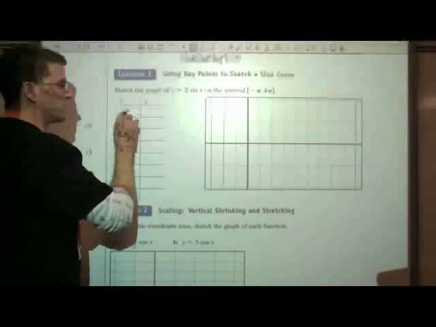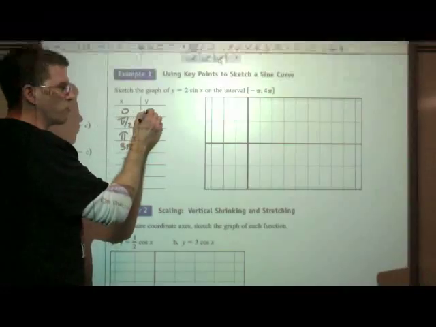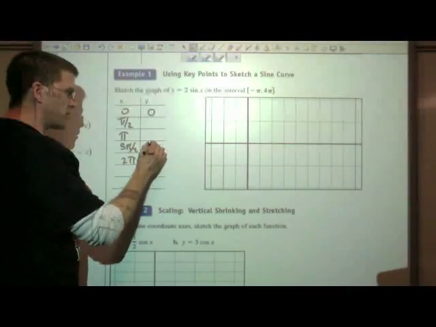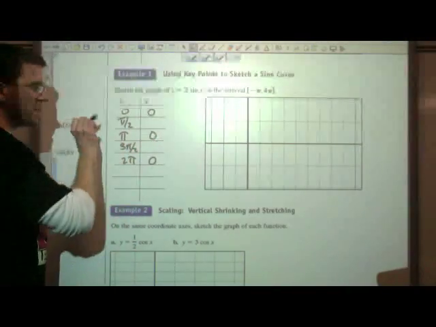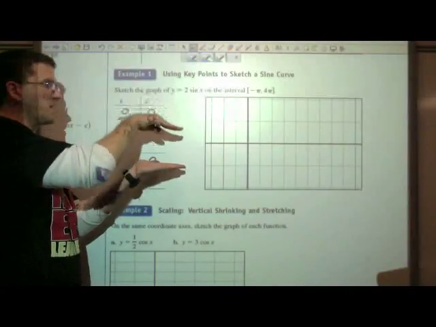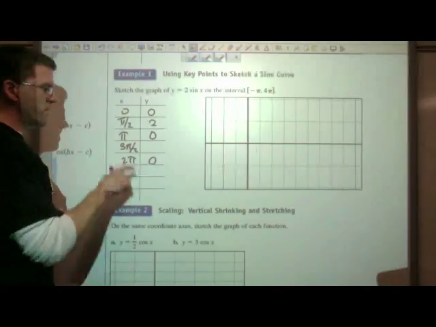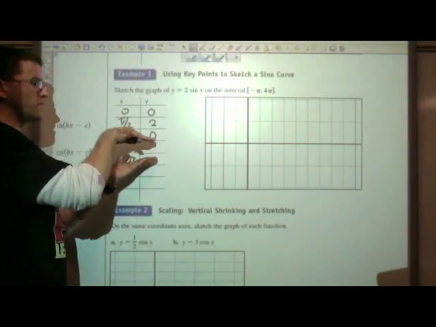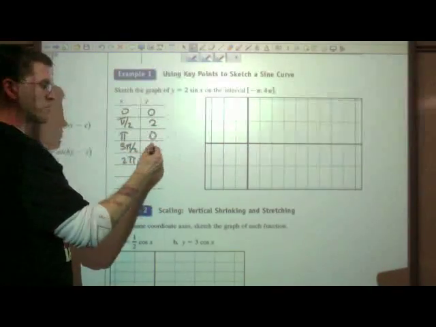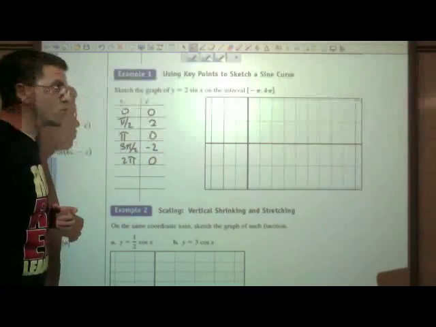So on the unit circle, when the angle is 0, y is 0. If you remember, halfway through, it's 0. At pi over 2, sine is at its highest. What's going to be twice that value? So 2 times that would be 2. At 3 pi over 2, it's going to be twice that value. It's going to be down -1, so it's going to go down -2.